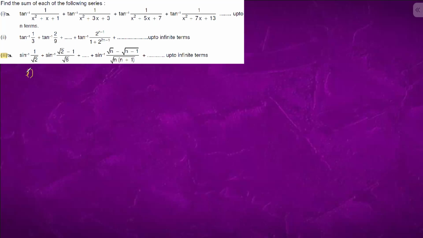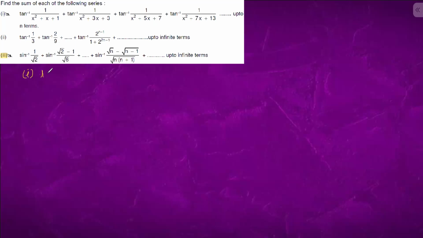Question number one. We have TN terms, which is tan inverse of one upon x square plus (2n plus 1) x upon something. We need not care about that, okay? No TN term, let it be.